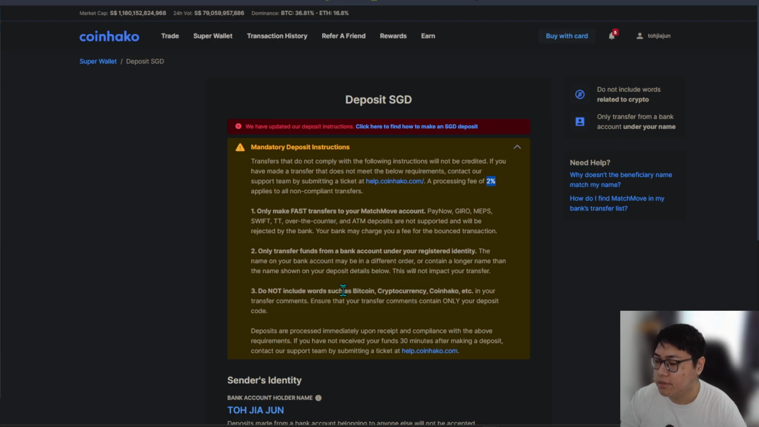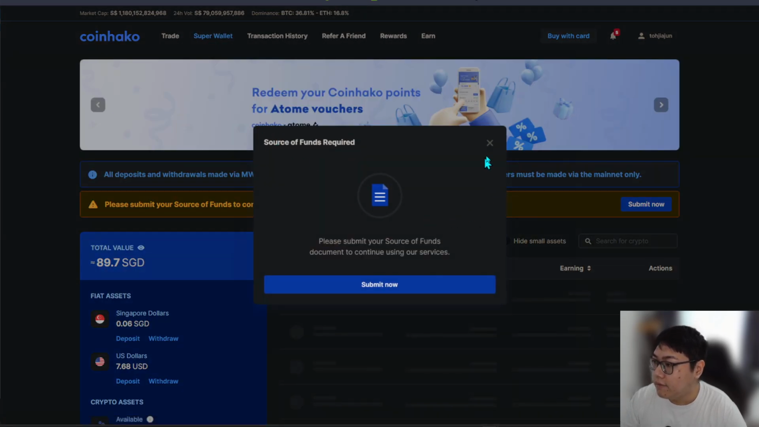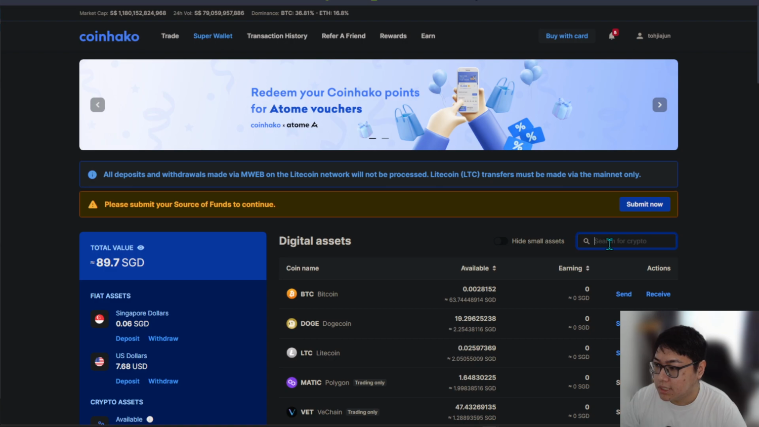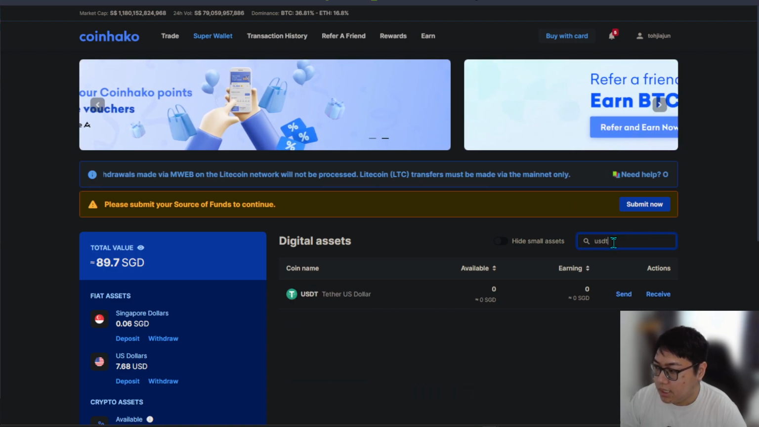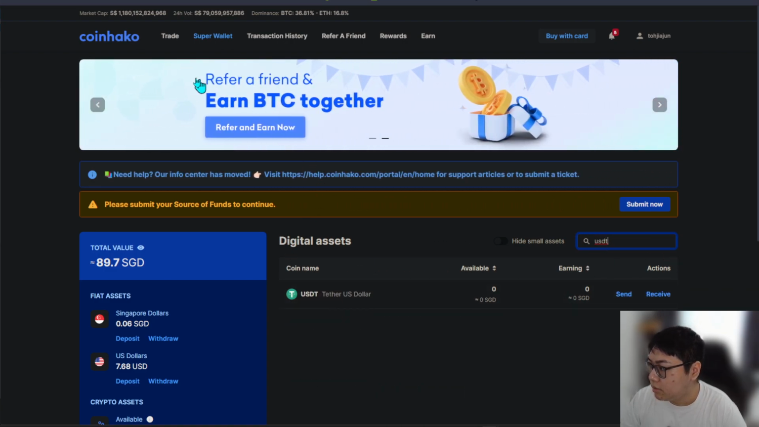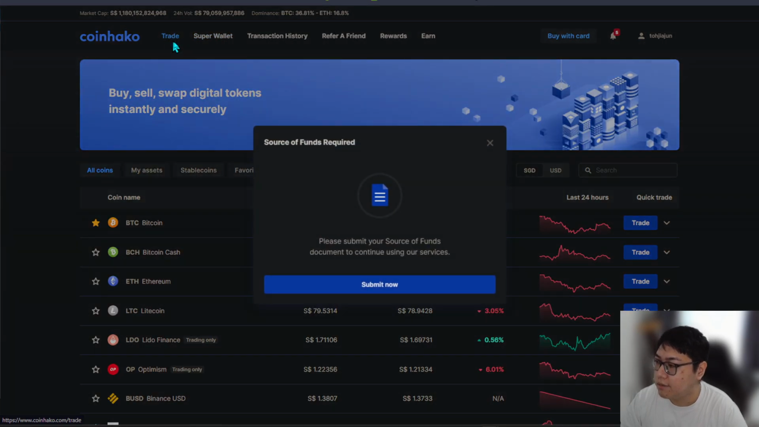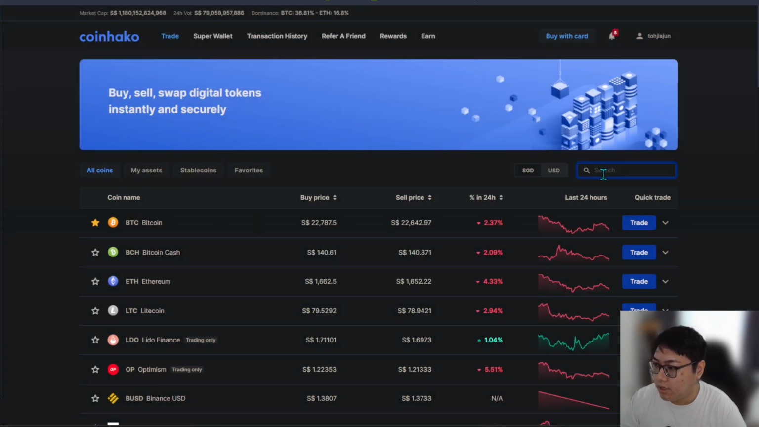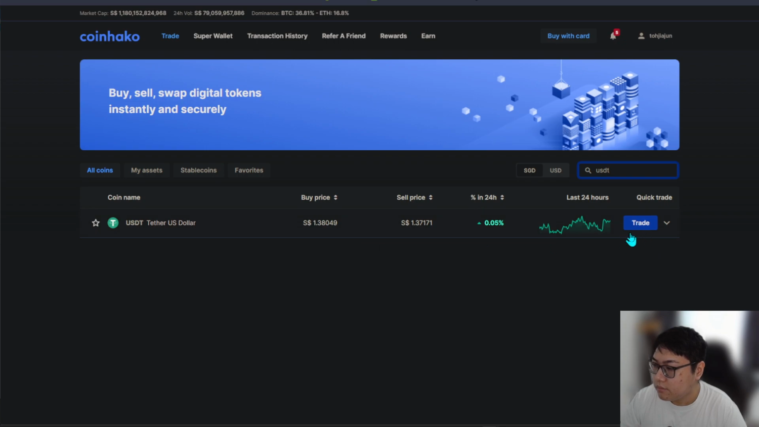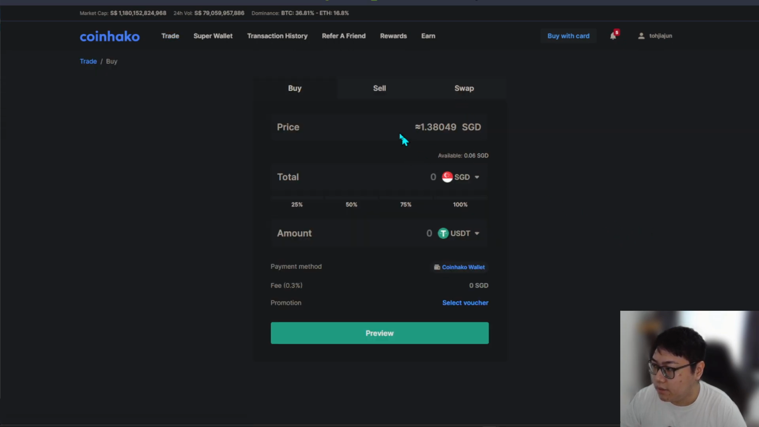And after that, I would say these are the only ways. So once you've already sent in your Sing dollars, you can head over to your super wallet. And over here, what you want to do is search for the digital asset USD. Not on the super wallet, but on the trade itself. So you want to head over to the trade, type USDT, click on trade, and over here you can see this is the price. So one Sing dollar to one USDT is equivalent to 1.38.